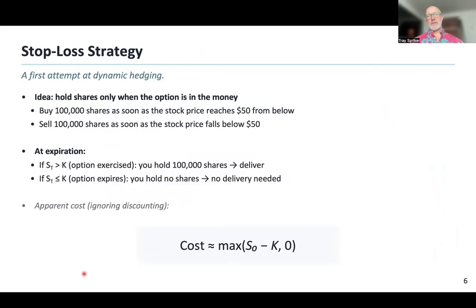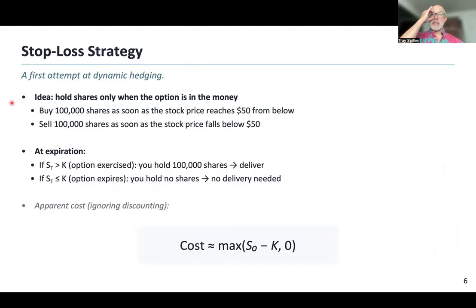So let's take a look at something called a stop loss strategy. This is going to be our first simple attempt, if you will, at dynamic hedging. Now, this approach is relatively simple.